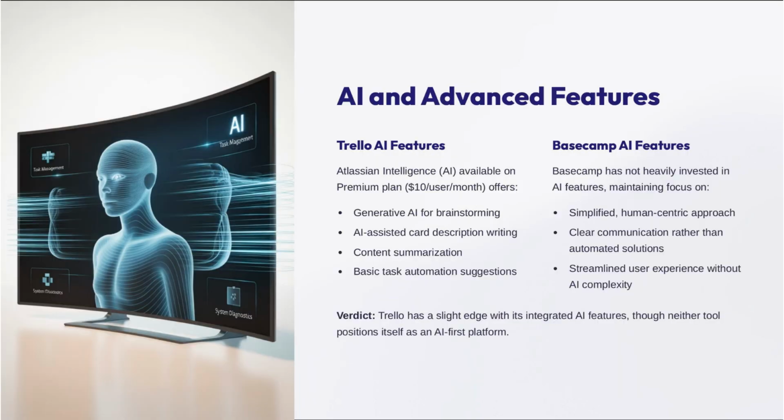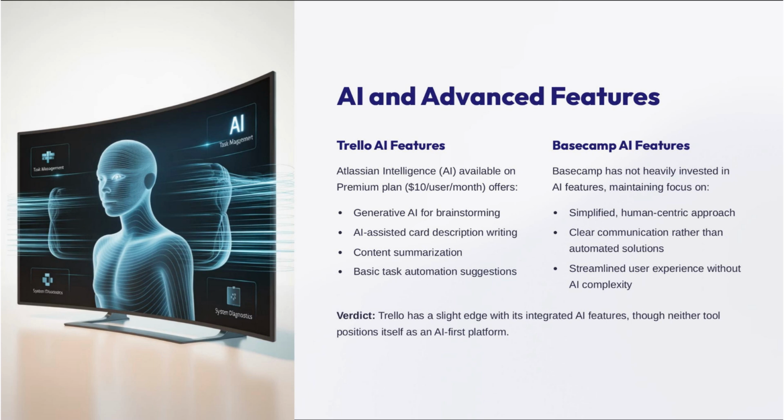Artificial intelligence integration shows different priorities. Trello's Atlassian Intelligence on the $10 premium plan offers generative AI for brainstorming, card description writing, content summarization, and basic task automation suggestions. Basecamp hasn't heavily invested in AI features, maintaining focus on their simplified, human-centric approach with clear communication rather than automated solutions. Trello has a slight edge with integrated AI features, though neither positions itself as an AI-first platform.